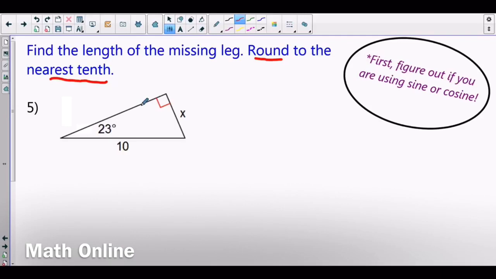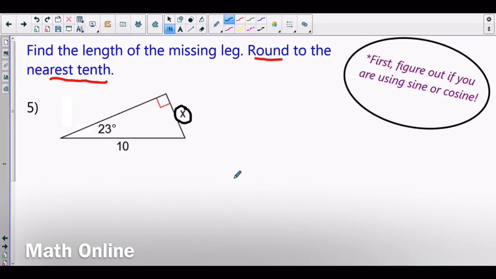And so rounding to the nearest 10th just means that we need 1 value after the decimal point. That's all you need, okay? So what we want to do in order to solve this problem is find the length of this missing leg here. This leg, we want to know what is the measurement of X? What is the measurement of this leg? How many units is it?